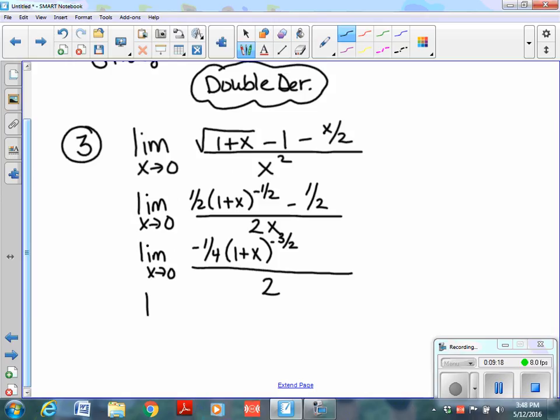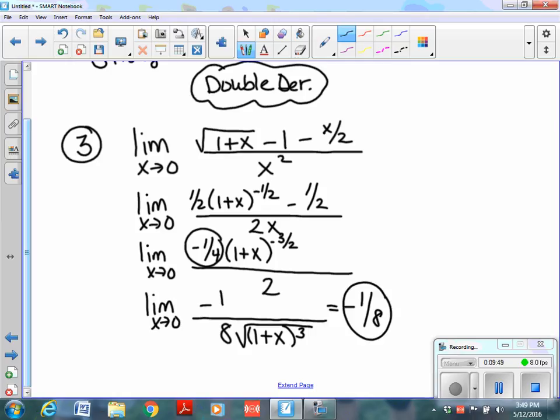Okay, I'm going to simplify this. This is the limit as x approaches 0. The 4 can come down and join the 2, so it's really a negative 1/8. The exponent can also come down, and it's going to end up being the square root of 1 plus x raised to the third power. When I plug 0 in, 1 plus 0 is 1, the square root of 1 is 1. You're left with a negative 1/8 as your final answer.